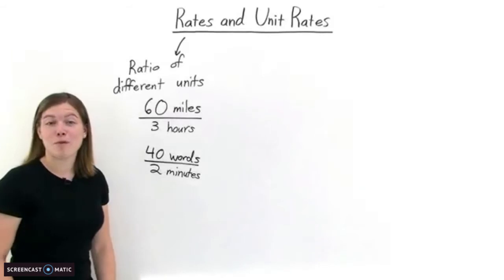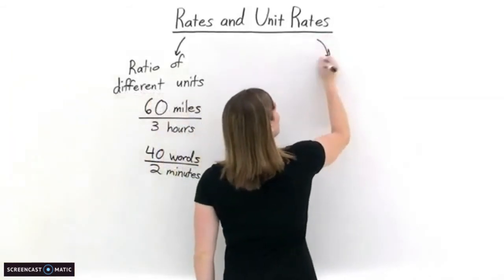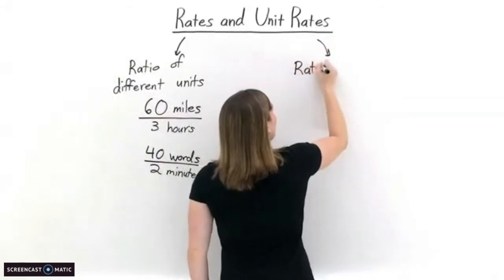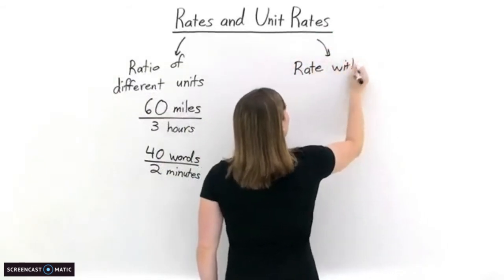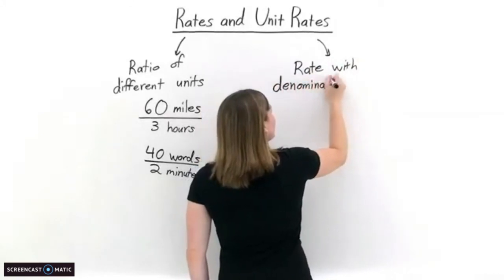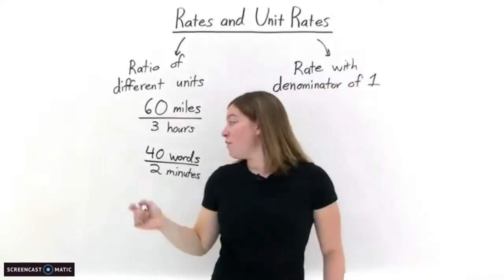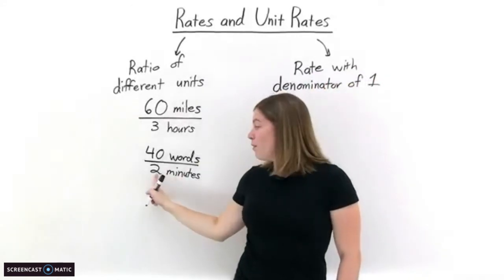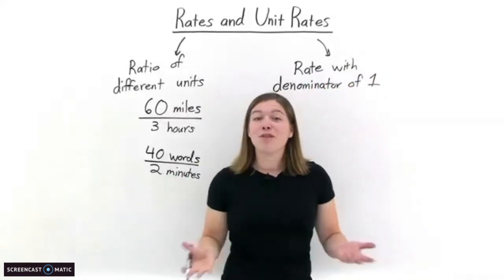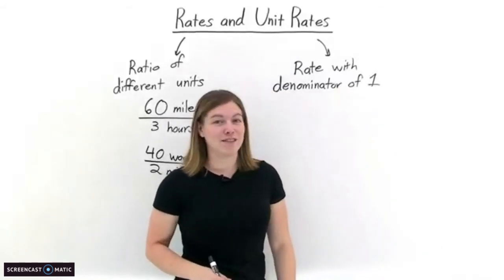Now that we know a little bit more about rates, let's check out unit rates. A unit rate is a rate that has a denominator of 1. So if you have a rate just like one of these, except the denominator, the bottom number, is 1, then you have what's called a unit rate. Let's look at a couple examples of unit rates.